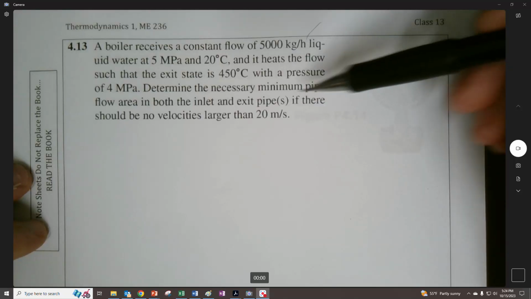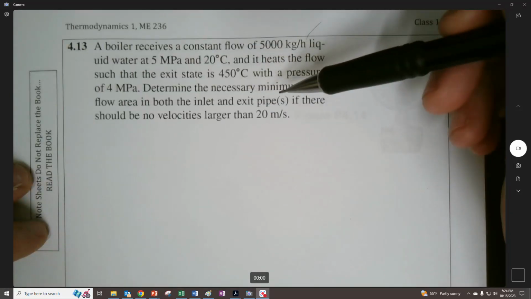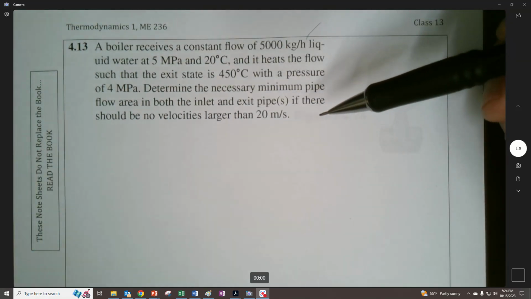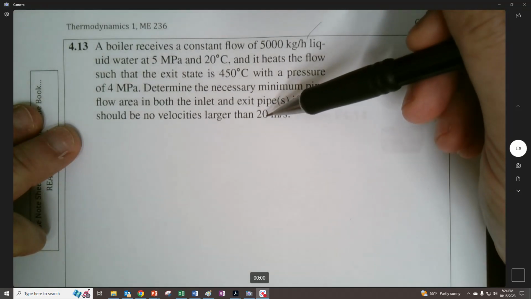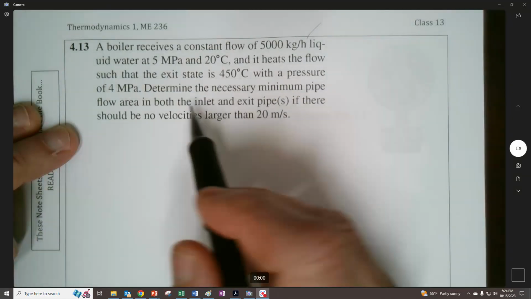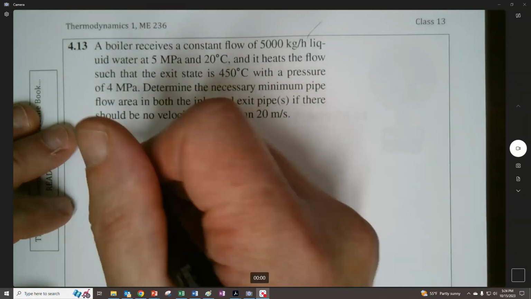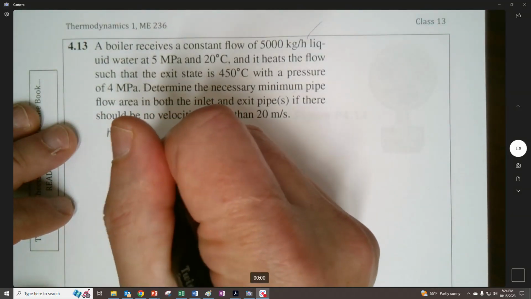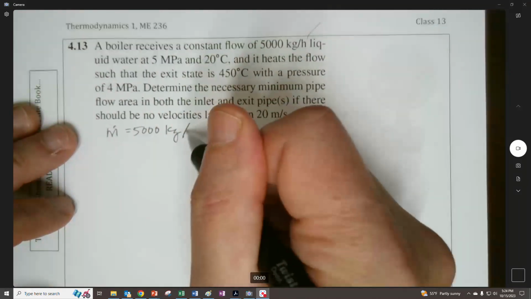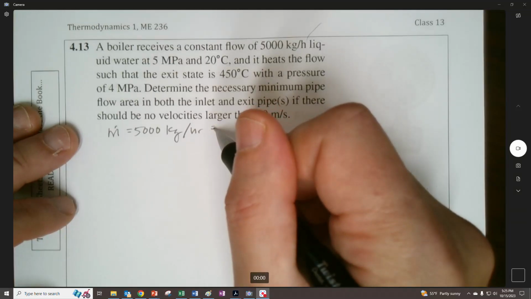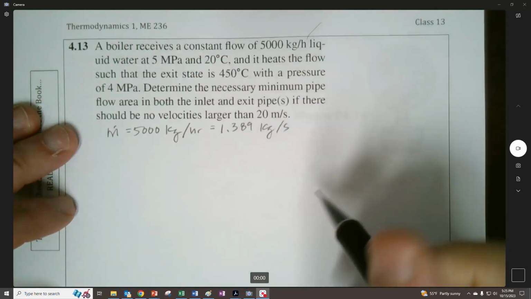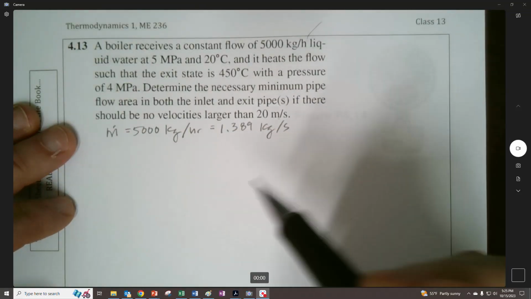Determine the necessary minimum pipe flow area in both inlet and exit pipes if there should be no velocities larger than 20 meters per second. This is actually, we're kind of starting to become designers from this. And I would actually pick the diameter instead of just picking the flow area. So that's what I'll do. So anyway, I'm going to start by fixing some units there because I don't know why we're going with kilograms per hour. We divide through by 3,600 and get 1.389 kilograms per second, right? We're dealing with meters per second. We might as well go kilograms per second.